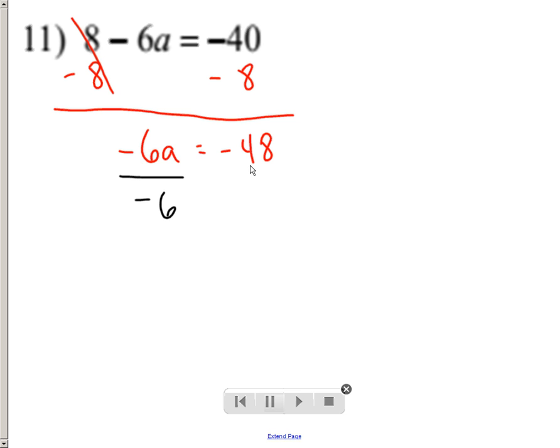The other issue is some people may have put negative 32 right here, but remember it's keep, change, change. So it's really negative 40 plus negative 8, and that's where we got the negative 48 from. So that, again, may have been an issue there. Then we can just divide both sides by negative 6, and we would get a equals 8.